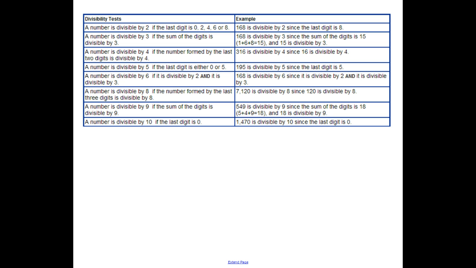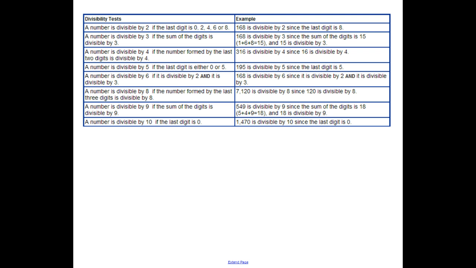Makes life easier. Obviously, if it's an even number, it's divisible by 2. If you add up all the digits and that number is divisible by 3, then the number is divisible by 3. If it ends in a 0 or 5, you know it's divisible by 5. And if it ends in a 0, you know it's divisible by 10. The reason I want you to know these is so that when you're making your prime factor tree, which we've already done a little bit of, it can help you out.